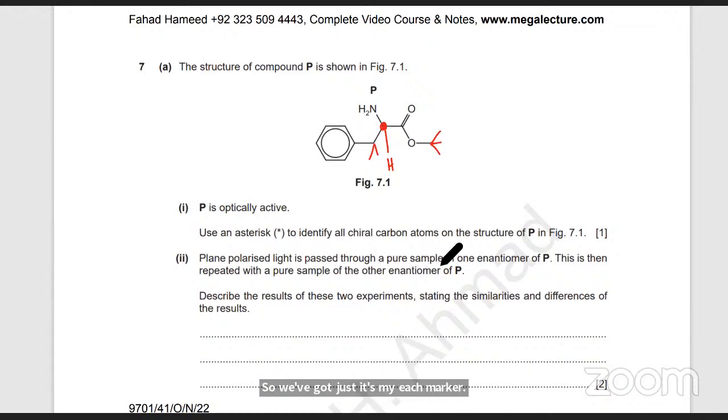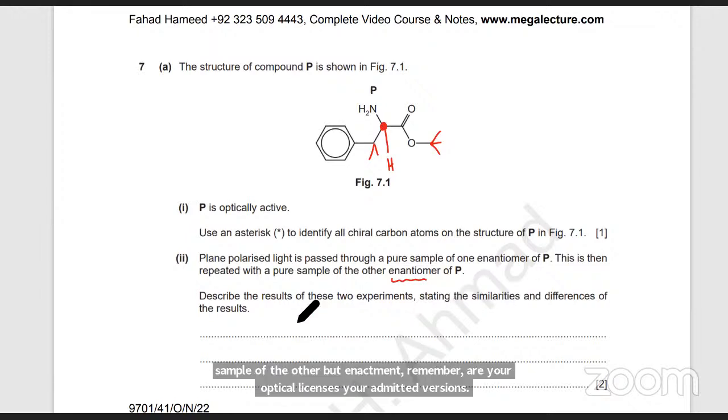Plane polarized light is passed through a pure sample of one enantiomer of P. This is then repeated with a pure sample of the other enantiomer. Enantiomers, remember, are your optical isomers, your mirrored versions. Describe the results of these two experiments, stating the similarities and differences of the results.